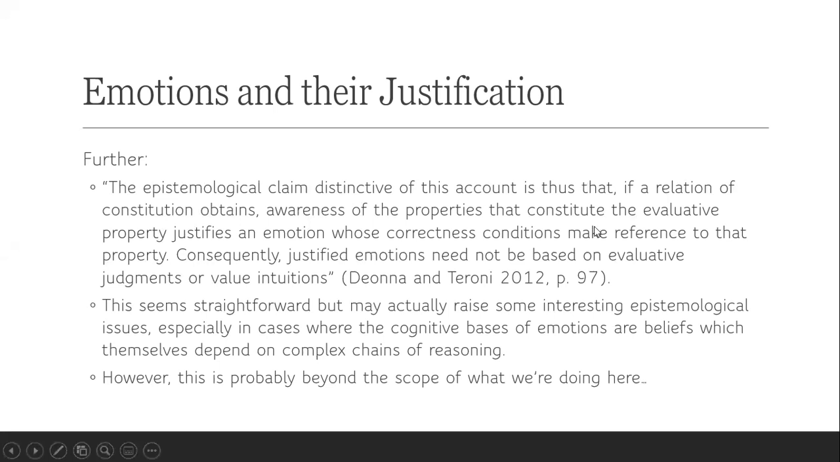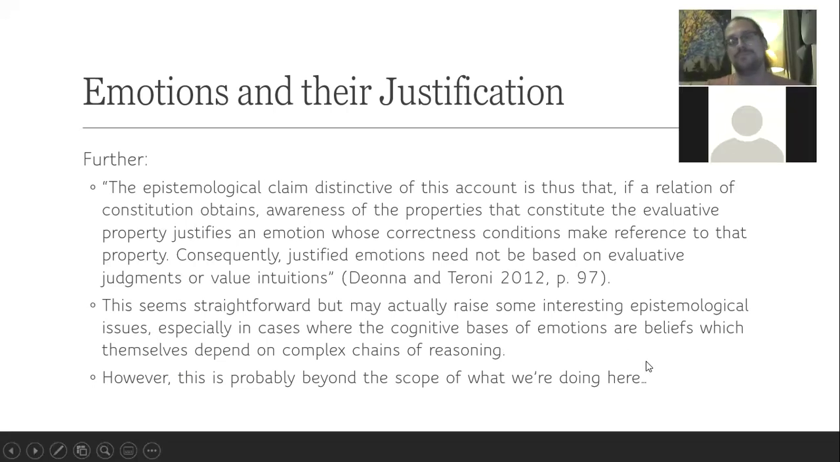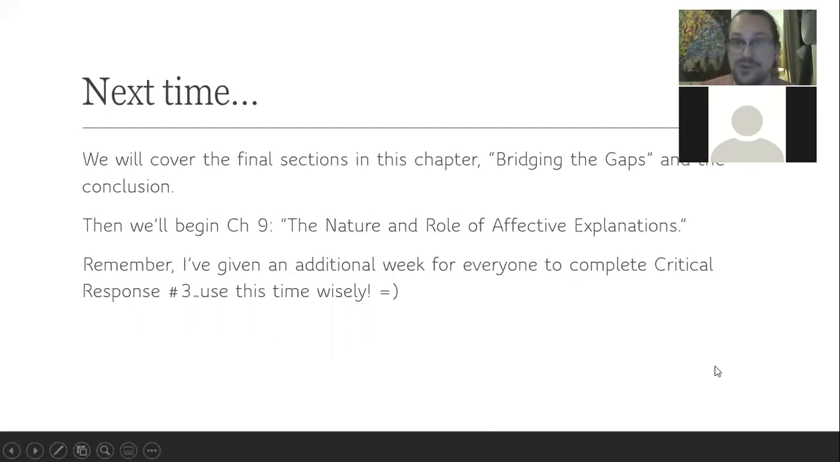Awesome. Now, the authors think that this is pretty straightforward, but it could raise some pretty interesting epistemological issues in cases where the cognitive bases of our emotions are beliefs which also depend on chains of reasoning and which themselves have justification and correctness conditions. That's cool, but that's kind of beyond the scope of what the authors are doing in the textbook, and probably beyond the scope of what we are doing here. So that's it. Now we have justification conditions for emotions.